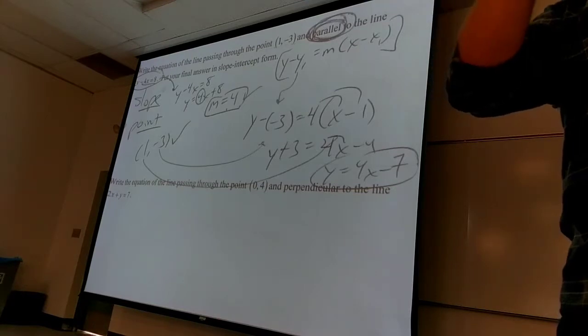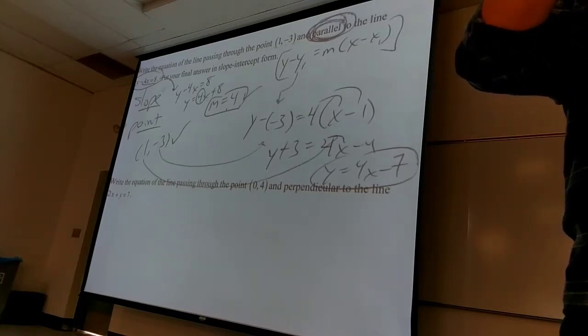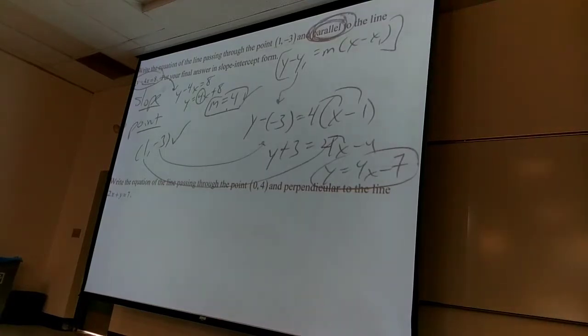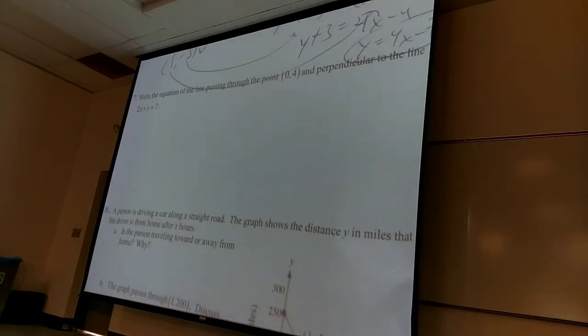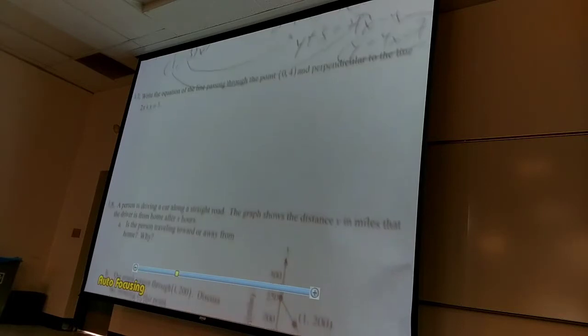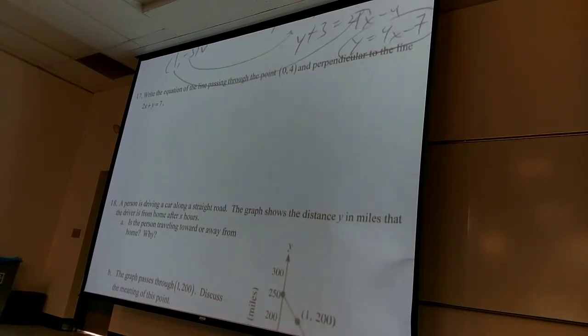I like it. Maybe. A little warm in here. A lot of brain heat. All right. Number 17. 17, believe it or not, will be easier because of a key thing.